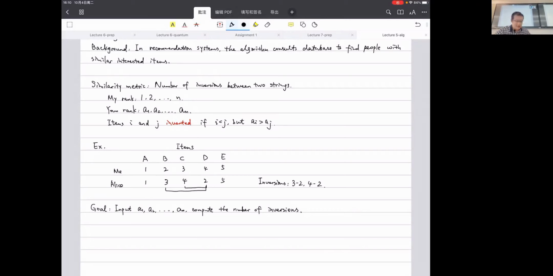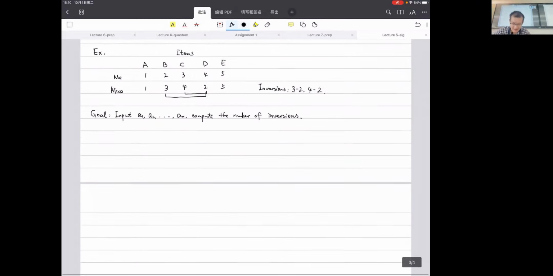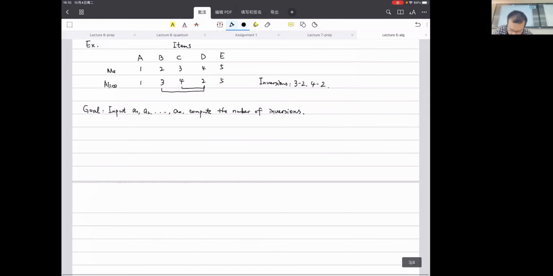Okay, so let's continue to talk about this counting inversion problem. The problem setting is, as we just discussed, actually quite clear. In general, we have as input A1, A2 to AN, and we want to compute the number of inversions. So for this problem, you can see it can, of course, be solved in polynomial time.